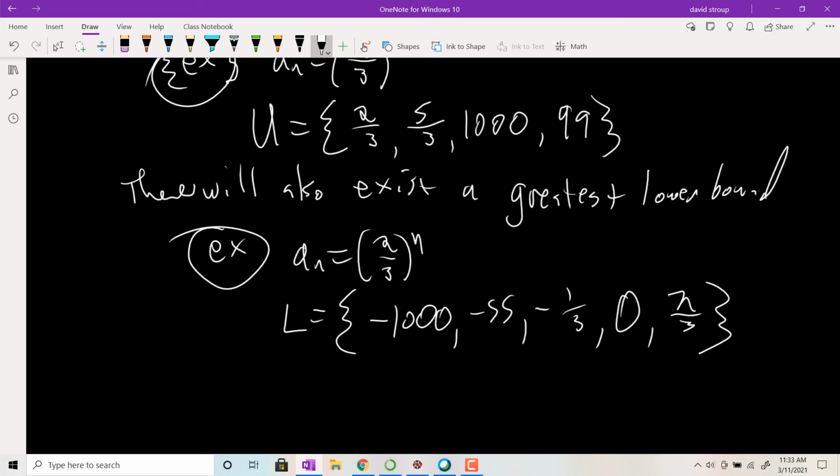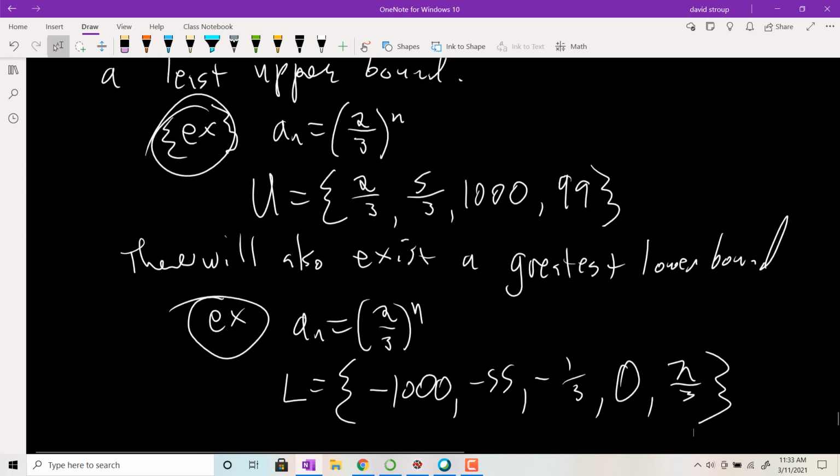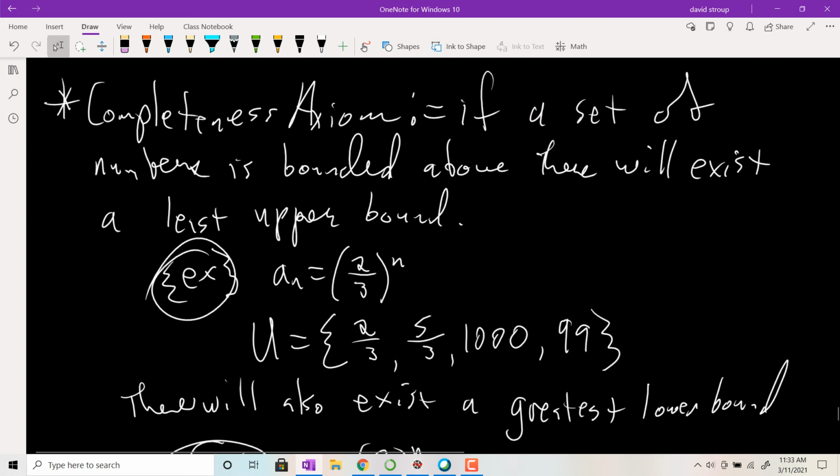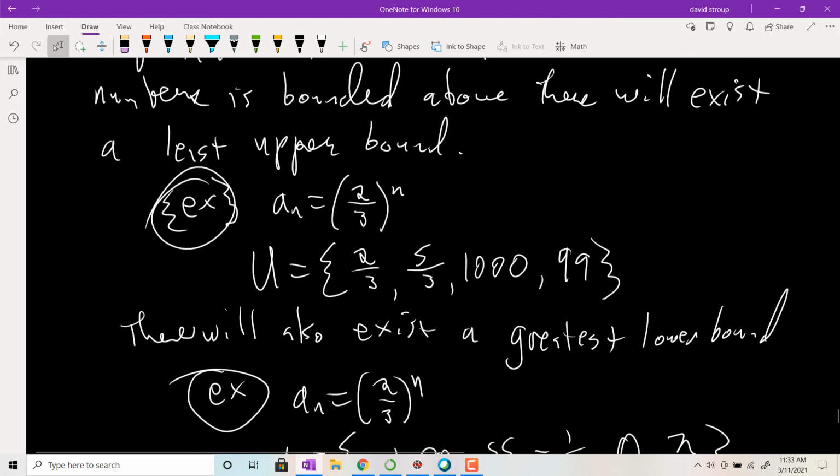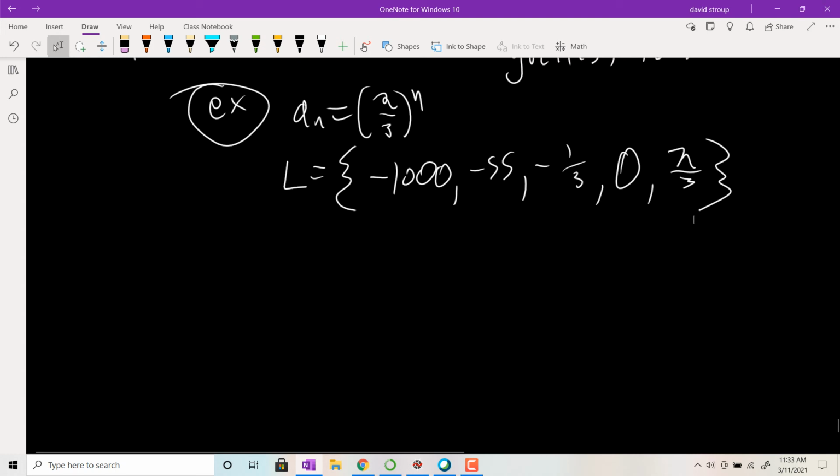Anyways, hopefully that kind of makes it make sense. I don't think it's a perfect introduction, but that's kind of the idea. And you could use this axiom to prove all kinds of neat junk. Okay, and so we're going to use it to prove that monotonic bounded sequences are convergent.